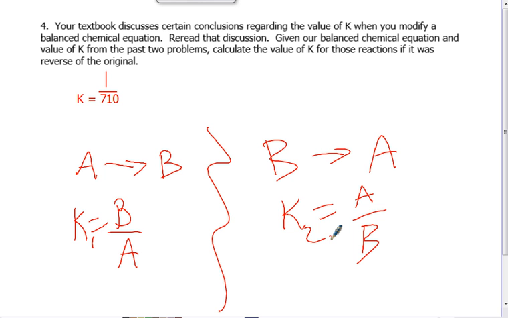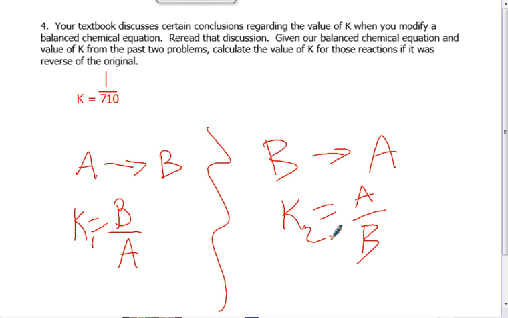So this is the inverse of that, isn't it? They're the inverses of each other. So if someone has the equilibrium constant, but then they write the reaction backwards, they really should do what to the equilibrium constant? 1 over.